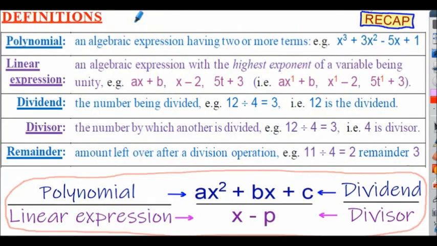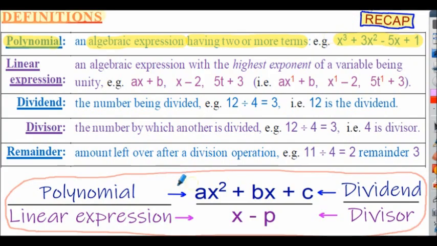I'm just very briefly going to outline some definitions and terminology that will be used throughout the presentation for your reference. Firstly, the term polynomial. This relates to an algebraic expression having two or more terms. So for example, the polynomial expression shown here is x cubed plus 3x squared minus 5x plus 1.